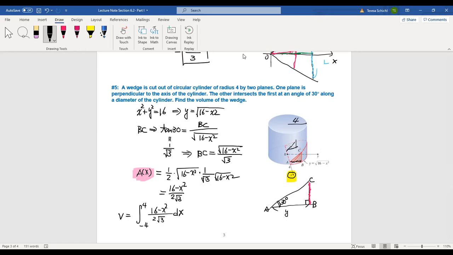Okay, and because this is an even function also, you can really just do 2 times the integral from 0 to 4 of 1 over 2 square roots of 3 times 16 minus x squared dx. And this is a pretty simple integration also. So you will get the answer here. I'm not going to carry it out. I think everybody in a Calculus 2 class should be able to do this simple integration. So that will be the volume for this wedge here.